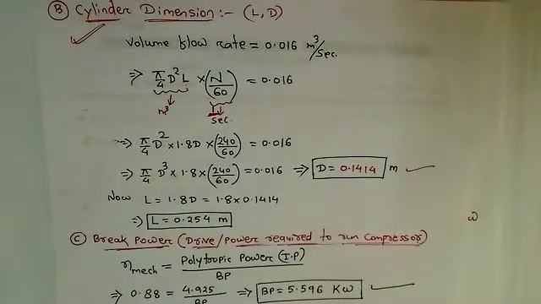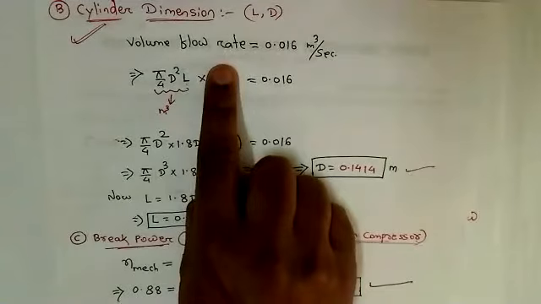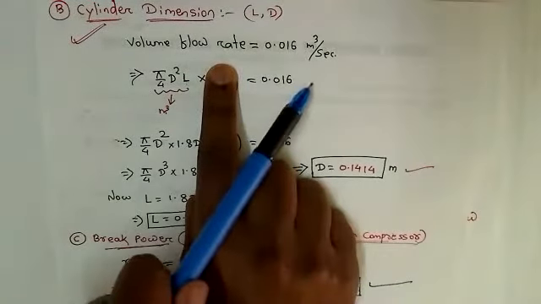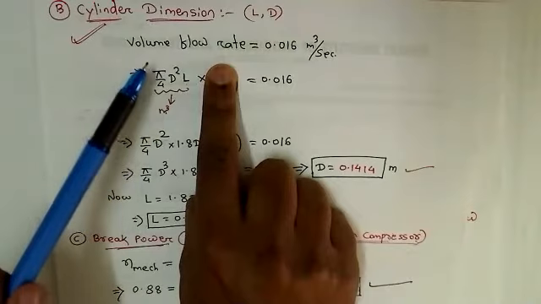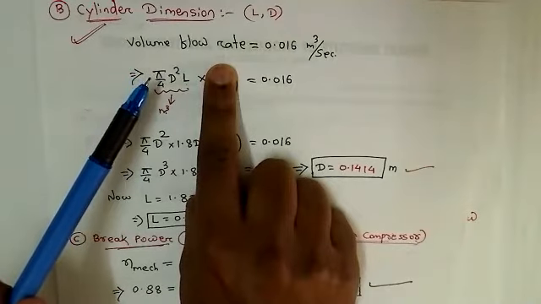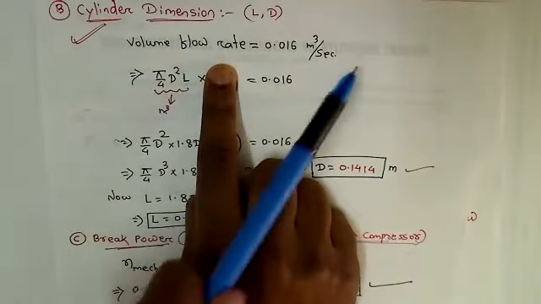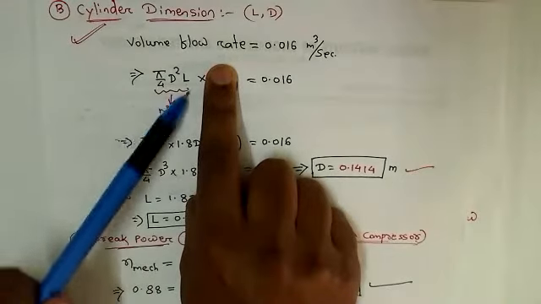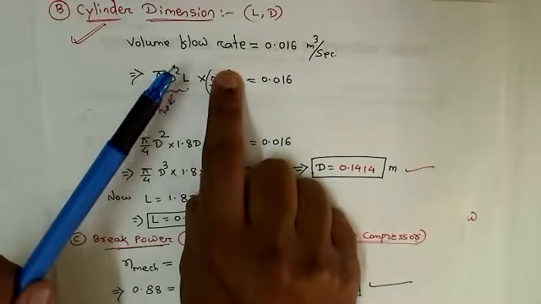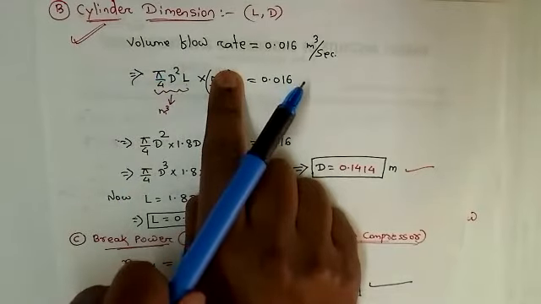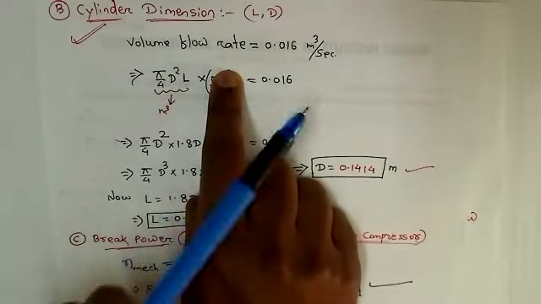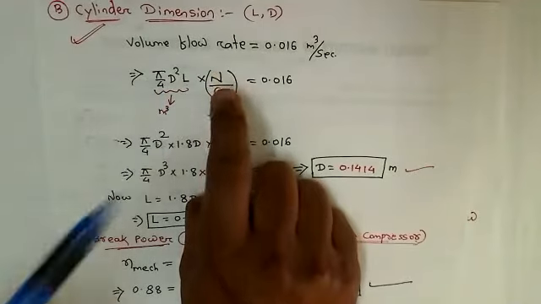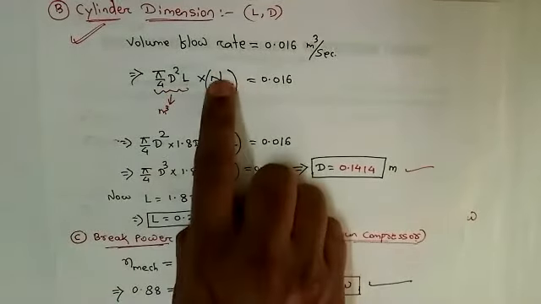Because if you do not multiply n by 60, then the right hand side unit is meter cube per second, and the left hand side unit is meter cube. So you are saying meter cube equals meter cube per second, which is not correct. On the left hand side, pi by 4 d square L, you will get the unit as meter cube. Here you will get the unit as meter cube per second. So it is not correct. So to convert this meter cube into meter cube per second, we have multiplied n. So n, what is n?